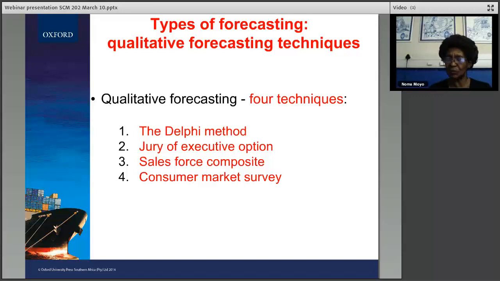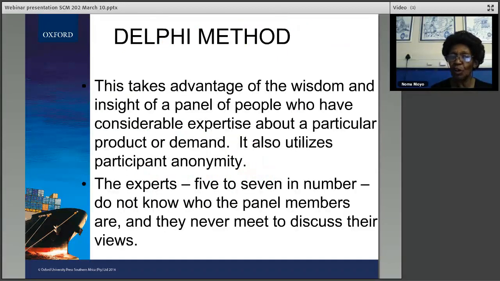Types of forecasting, that is qualitative forecasting techniques. There are 4 techniques on qualitative forecasting. We have the Delphi method, we have the jury of executive opinion, we have the sales force composite, we have the consumer market survey. 4 techniques that are qualitative: Delphi method, jury of executive opinion, sales force composite, consumer market survey.